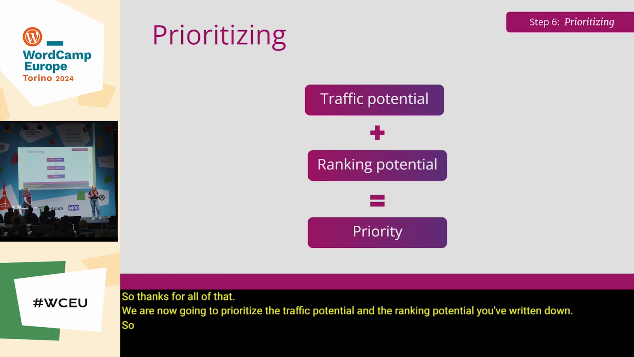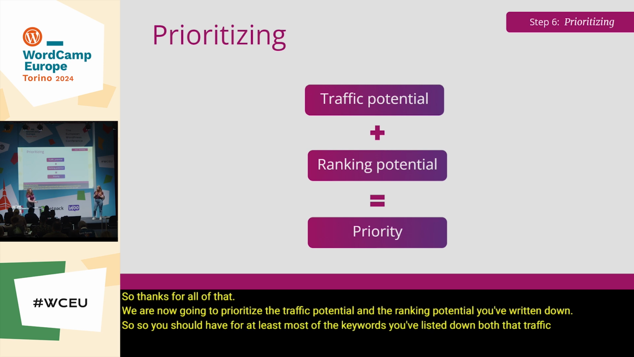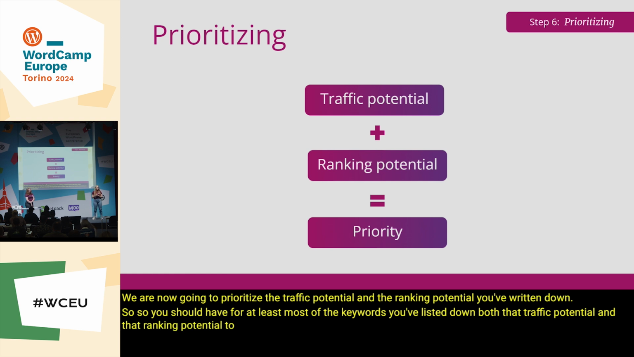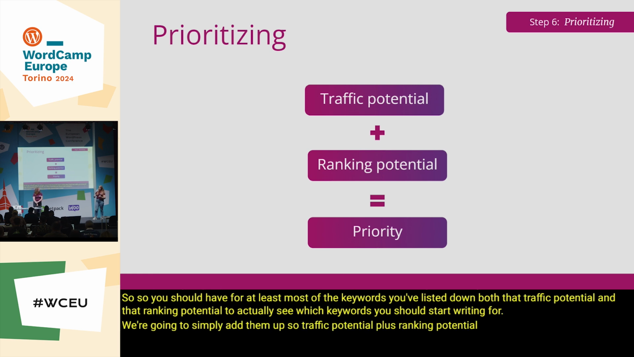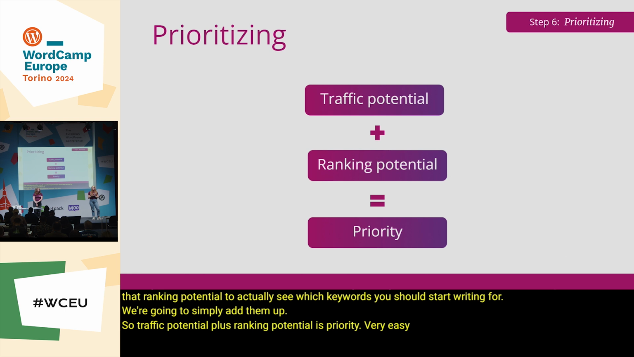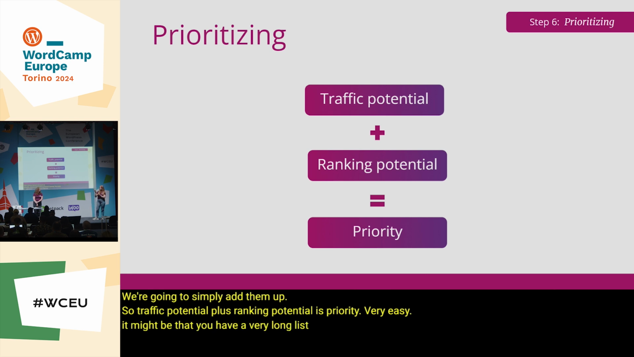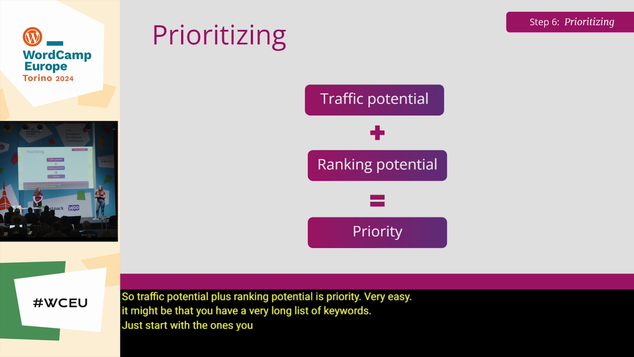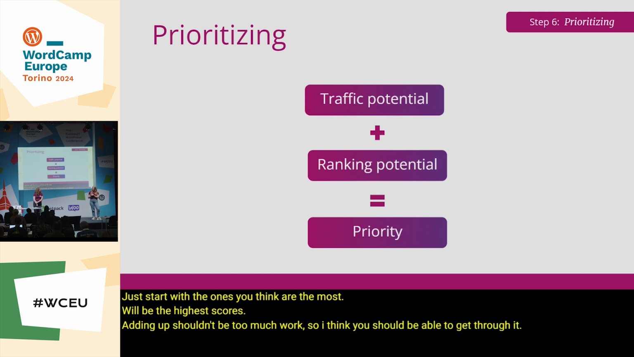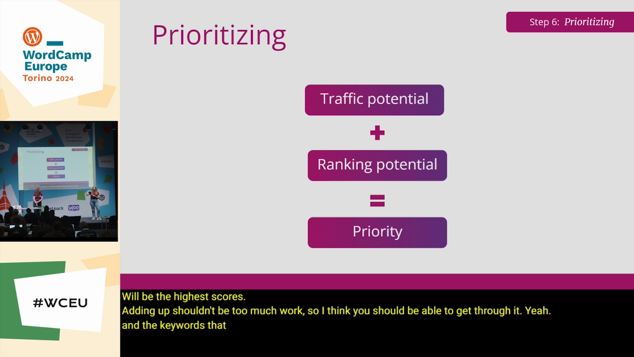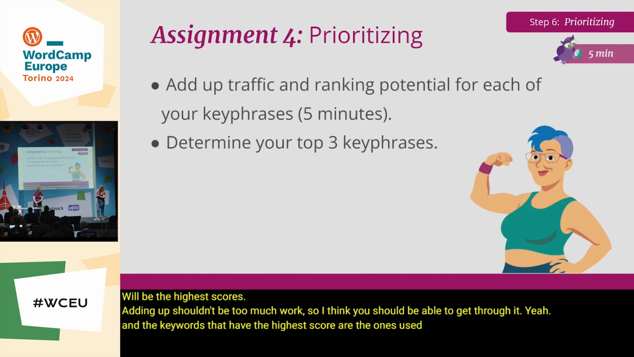You should have, for at least most of the keywords you've listed down, both that traffic potential and that ranking potential. To actually see which keywords you should start writing for, we're going to simply add them up. So traffic potential plus ranking potential is priority. Very easy. It might be that you have a very long list of keywords. Just start with the ones you think will have the highest scores. Adding up shouldn't be too much work, so I think you should be able to get through it. And the keywords that have the highest score are the ones you should start with for your website.